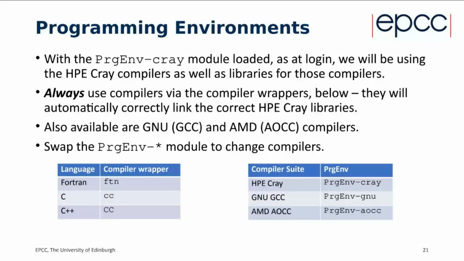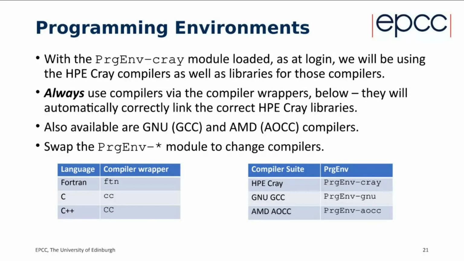That means that if we try to build software, we'll be using the HP Cray compilers as well as libraries built for those compilers. Something that might be a little strange if you've not used a Cray system before is that when you're building on an HP Cray system, you should always use what are called the compiler wrappers.